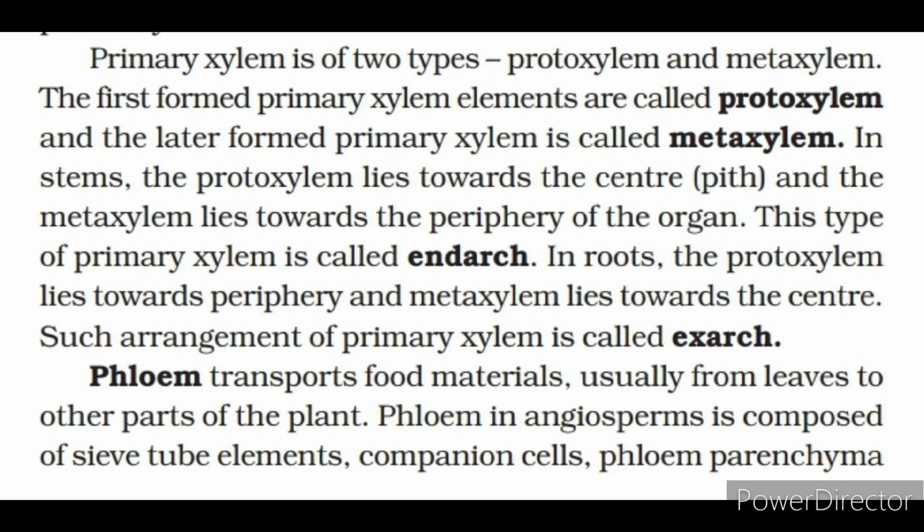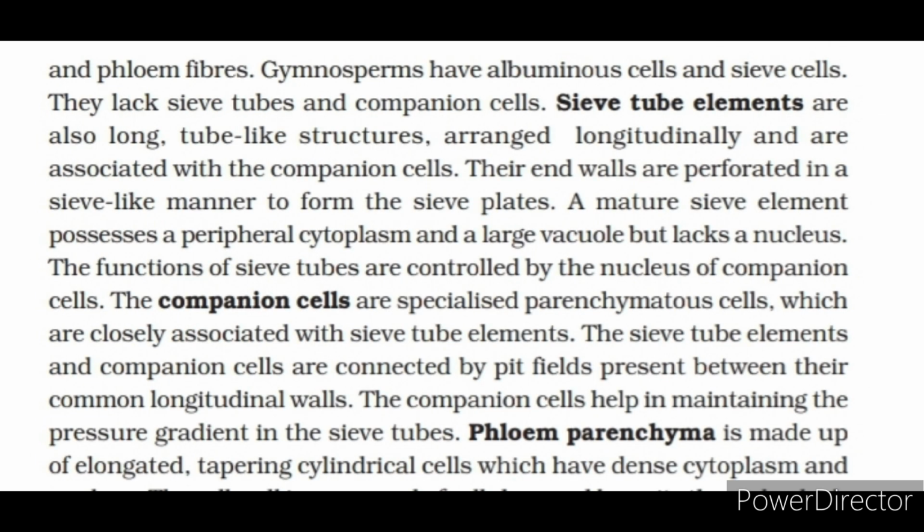Phloem transports food materials, usually from leaves to other parts of the plant. Phloem in angiosperms is composed of sieve tube elements, companion cells, phloem parenchyma and phloem fibers. Gymnosperms have albuminous cells and sieve cells. They lack sieve tubes and companion cells.